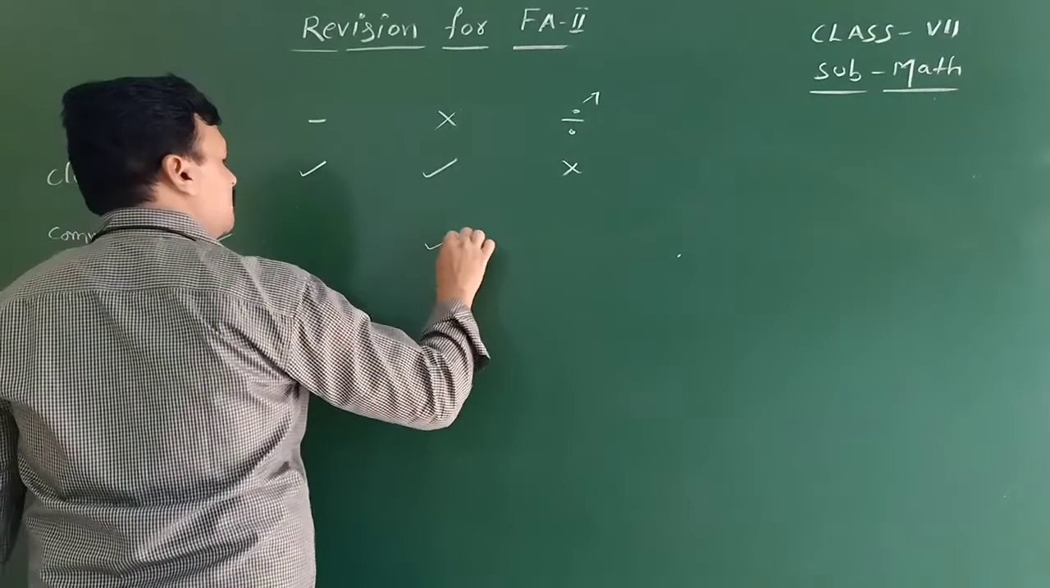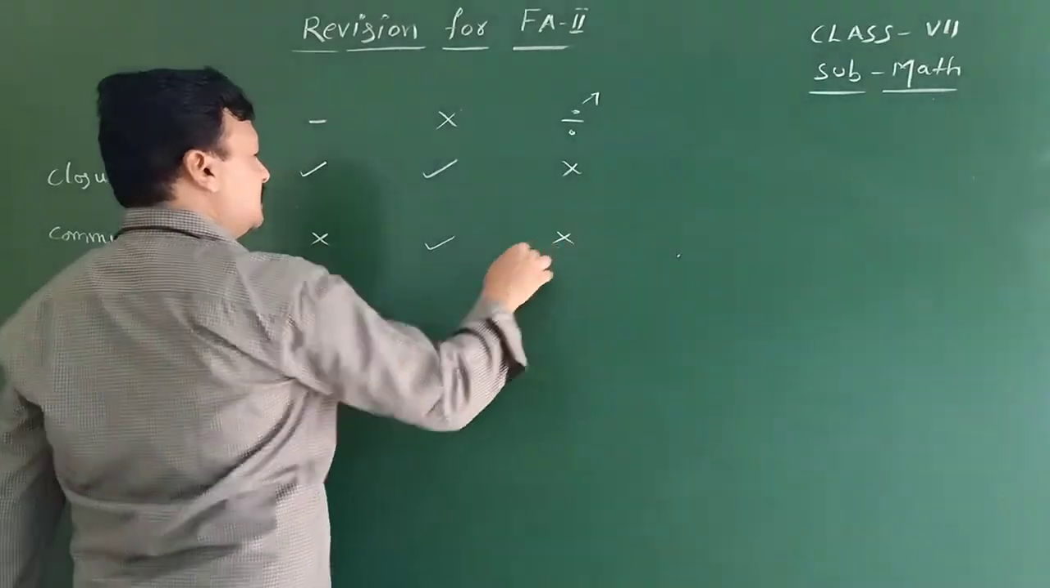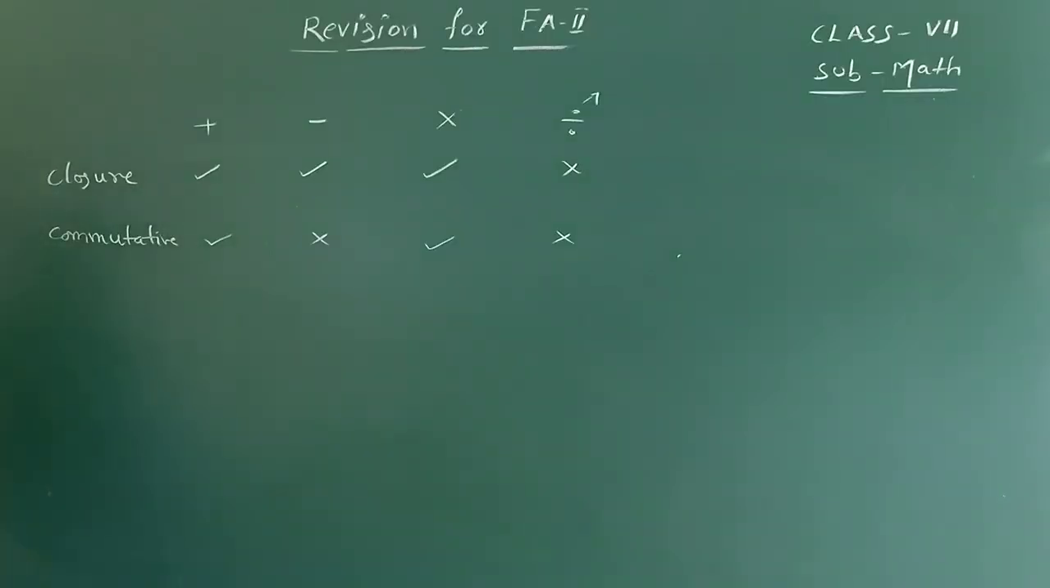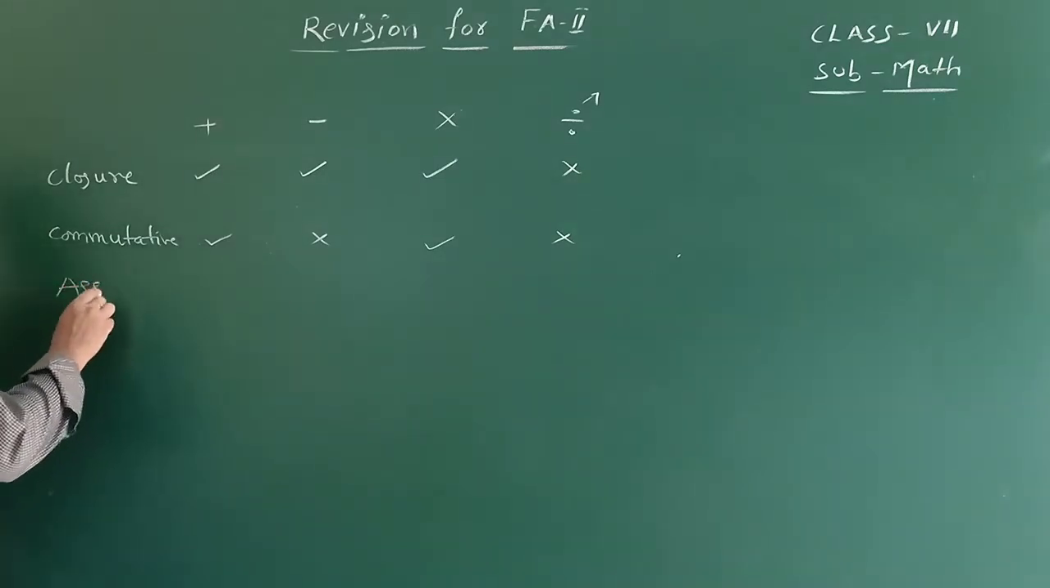Next, commutative property. For the addition true, for the multiplication true, for the subtraction and division it fails. a minus b is not equal to b minus a, and a divided by b is not equal to b divided by a.